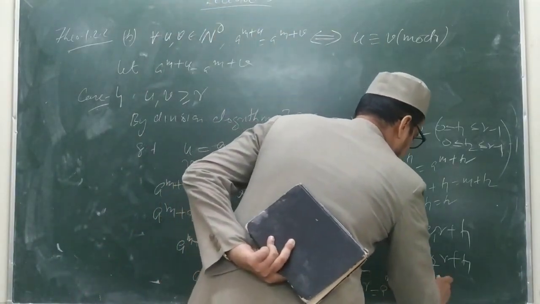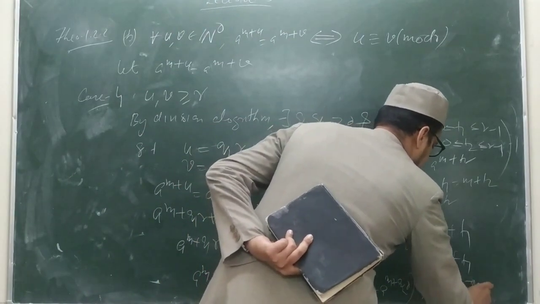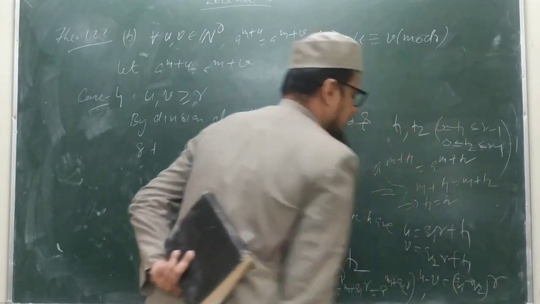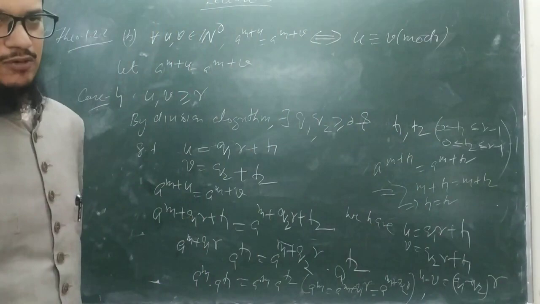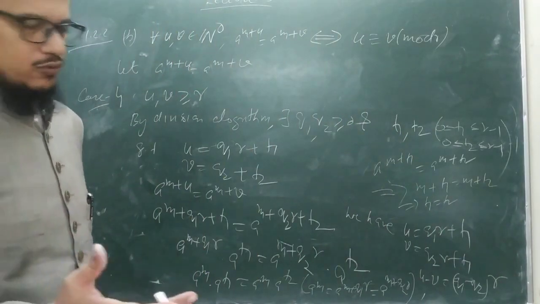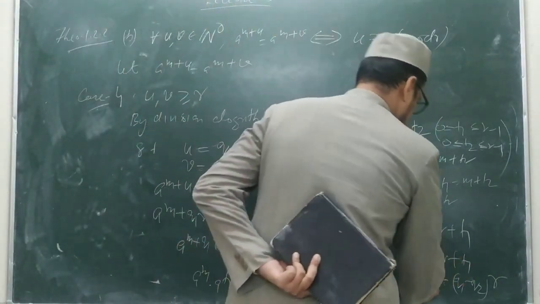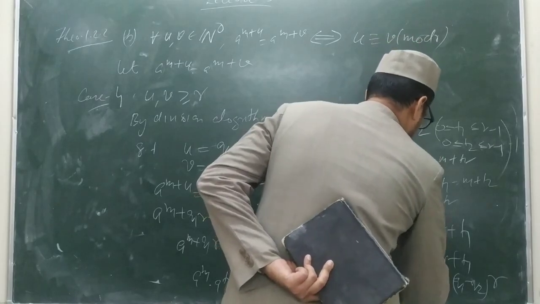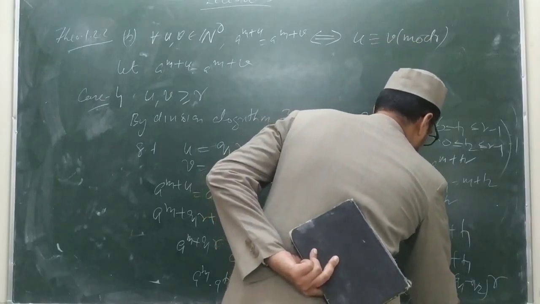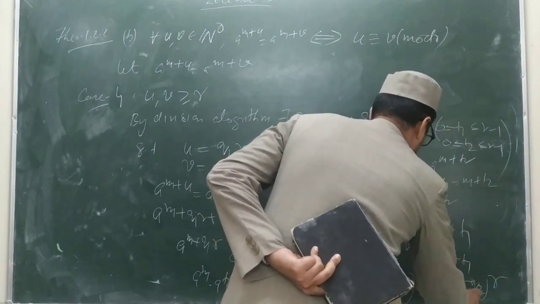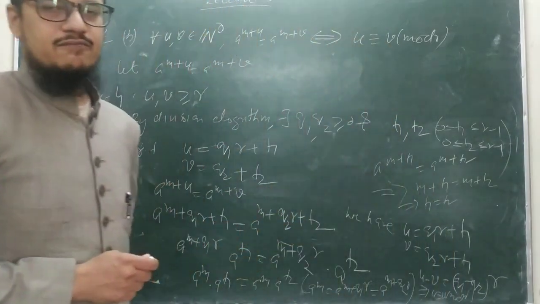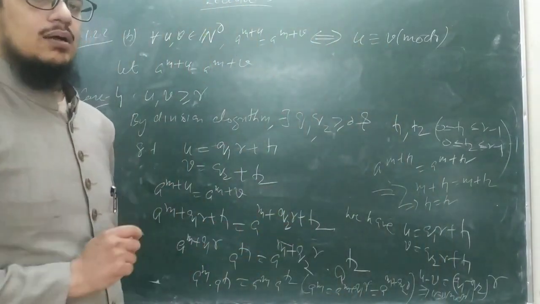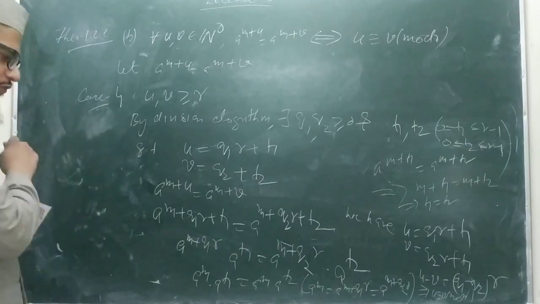So u minus v is equal to (q1 minus q2) r. It means what? u minus v is a multiple of r. It means again, u is congruent to v modulo r. So hence true. So in every case we have proved that u is congruent to v modulo r. So in this way, part B is proved.